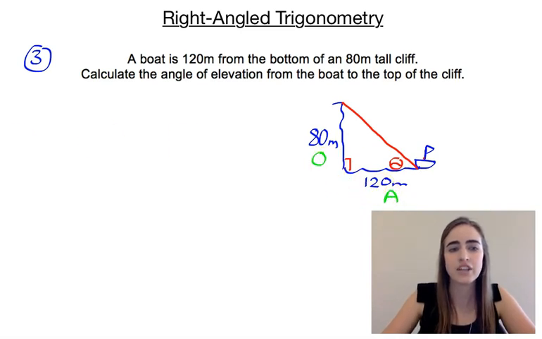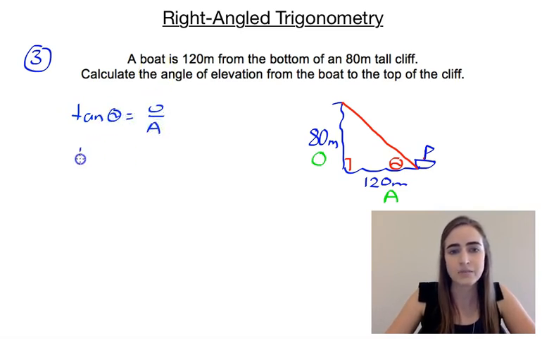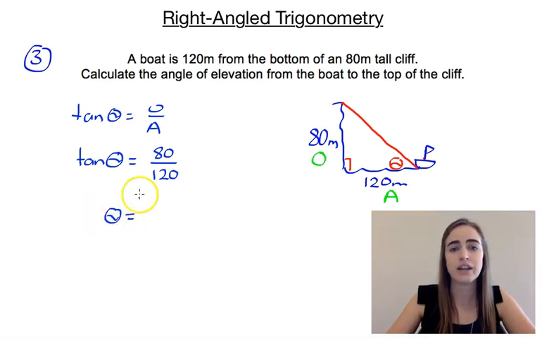So opposite and adjacent, again, is tan. So we know that tan of theta is equal to the opposite over the adjacent. So in this case, that's going to be tan of theta, because that's the angle that we're trying to find, is our 80 over 120. So in all of our other questions, we've been trying to find a side length. In this one, we're finding an angle.